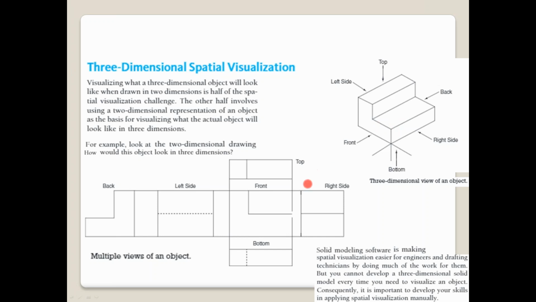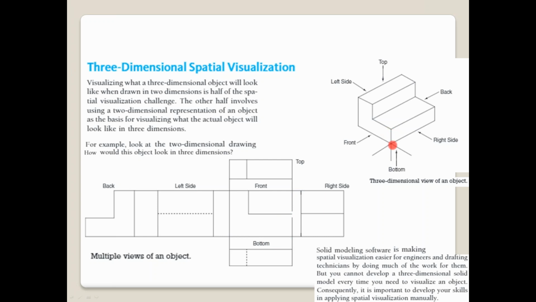So for example, look at the two-dimensional drawing. How would this object look in three dimensions? You're going to have to ask this question. How would it look if you have the back, left, front, top, bottom, and right side? How would you visualize these 6 views into a three-dimensional view? That's the technique that we're going to learn in this chapter.